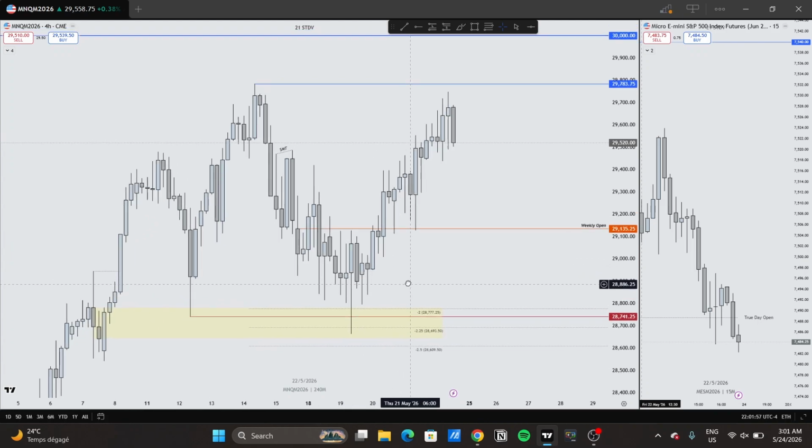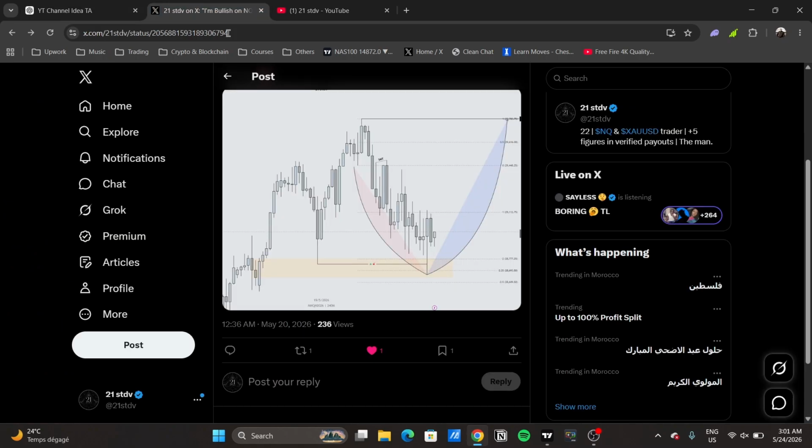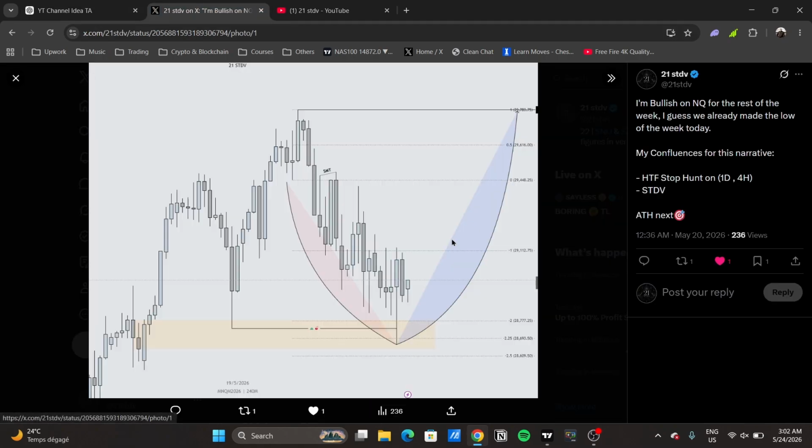So as you can see here in the tweet, I was already putting trust in this setup that it was going to work out, because 2 of my strongest confluences came together, which were the stop hunt on the higher time frames and the standard deviation zone, which is the -2 to -2.5. And this was the whole idea.